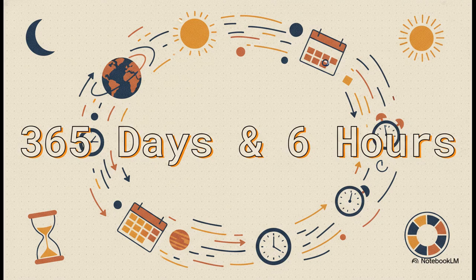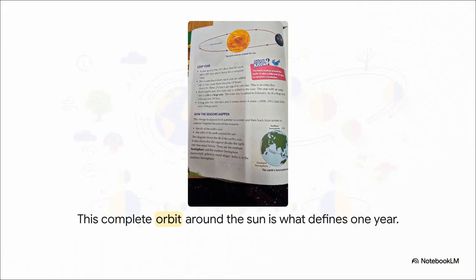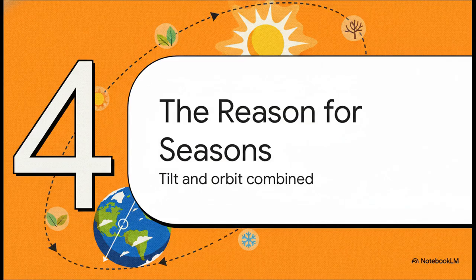And the timing for this journey is crucial. One full revolution takes 365 days and 6 hours. Pay really close attention to those extra 6 hours. They might seem small, but trust me, they become very important in a few minutes. So, that full lap around the sun, that's what defines 1 year for us. In fact, every time you celebrate a birthday, what you're really celebrating is the fact that you've just completed another full revolution around the sun. Pretty cool, right?